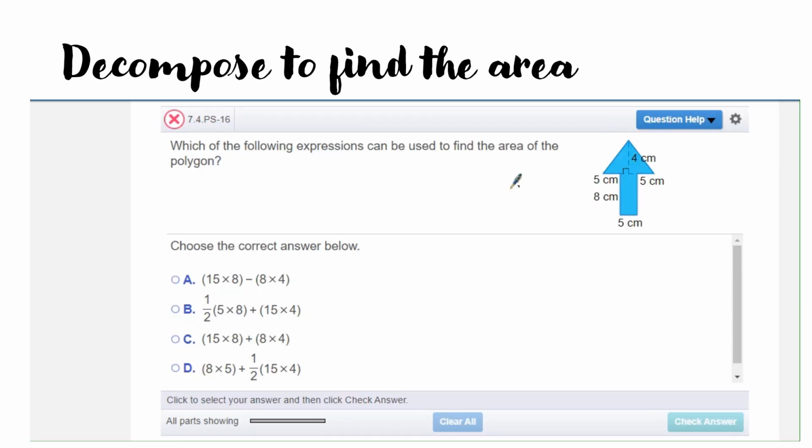So to find the area of this polygon, you have to decompose it. And you can decompose it into a triangle and a rectangle. So a triangle plus a rectangle is going to be equivalent to the original polygon. 1, 2, 3, 4, 5, 6, 7 edges. So if we think about it, if I outline my rectangle, I'll have the dimension 5 down here, 5 centimeters.